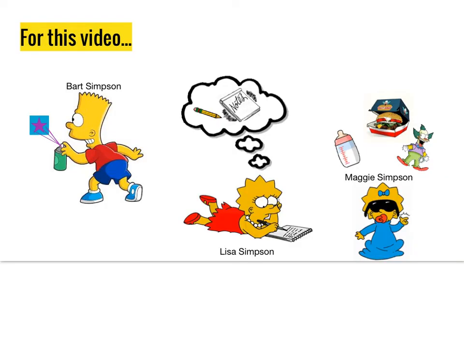This is Bart, Lisa, and Maggie Simpson. As you can see, they are already telling us what we will need as we watch this video. Whenever you see a purple star, like the one Bart is spray painting, you will need to take notes and write down answers to the questions being asked.